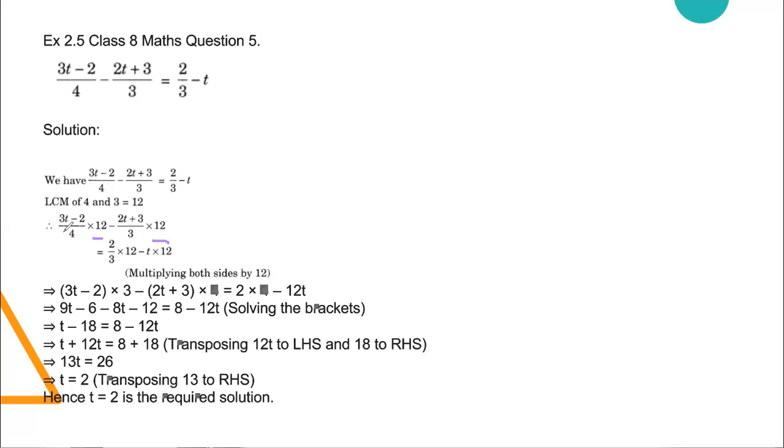So now 12 can be cancelled in 4 table by 3 times, as 4 3s are 12. So 3 will be multiplied with 3t minus 2. Same way, we can even cancel 3, 12 by 4 times. So 2t plus 3 will be multiplied with 4. That's what is done over here as well.